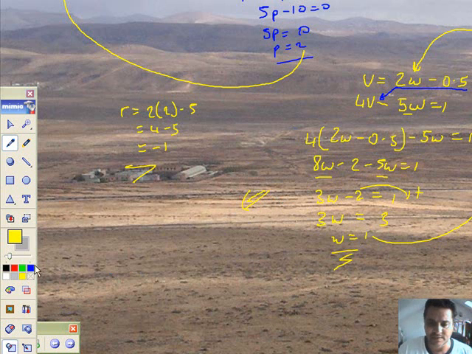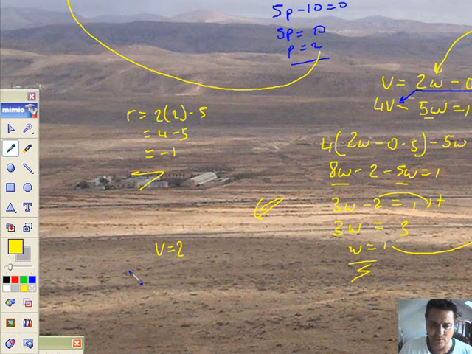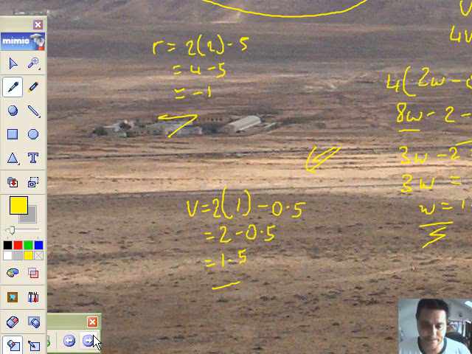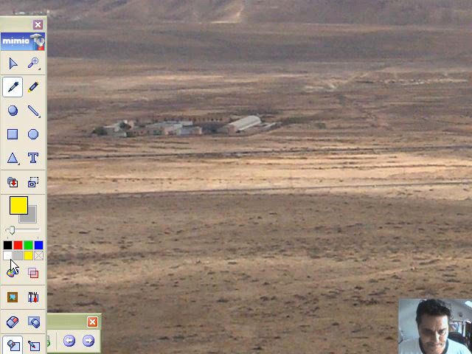And I think I'll work on this side now. Let's change colour. So I've got v equals 2 lots. Oh, where did the blue go? Anyway, v equals 2 lots of w, which is 2 lots of 1, and take away a half, 0.5. So I've got 2 take away a half, answer 1.5. And that's question 1, C and D done. I'll do question 2 on the other page right now.